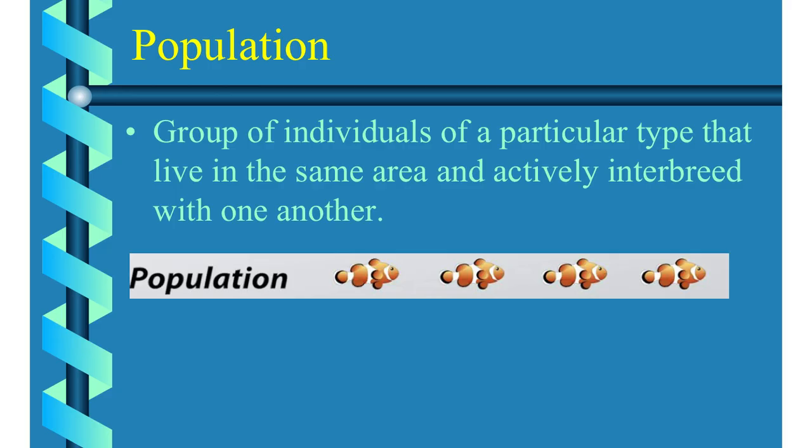Population. Population is the part of the community that are the same type, in the same species. That means that they can interbreed with one another and produce offspring.